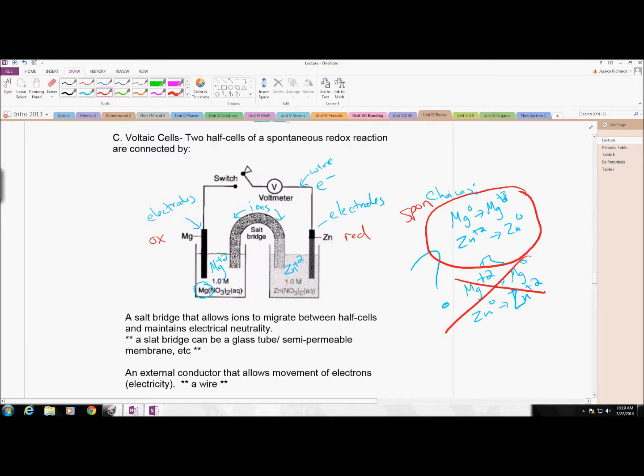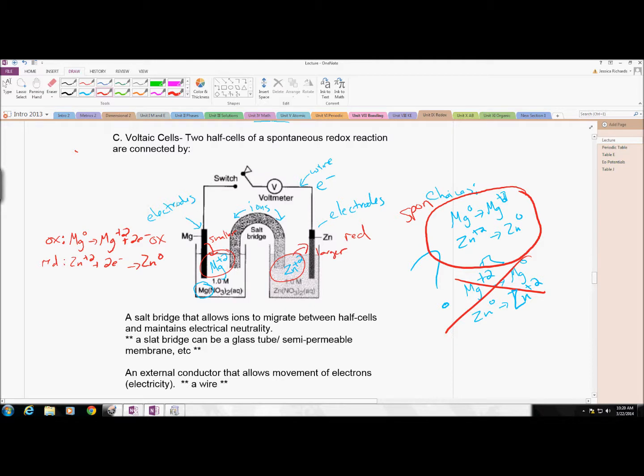So if I were to write my half reactions out, my oxidation half reaction will be pure magnesium turning into magnesium +2 by losing 2 electrons, and my reduction half reaction is going to be zinc ions gaining 2 electrons to become pure zinc. So my magnesium strip here, my electrode, is going to get smaller because more and more of the pieces are becoming magnesium +2. And my zinc strip is going to become larger because more and more of the zinc ions are going to be attracted to that electrode and build up into pure zinc.